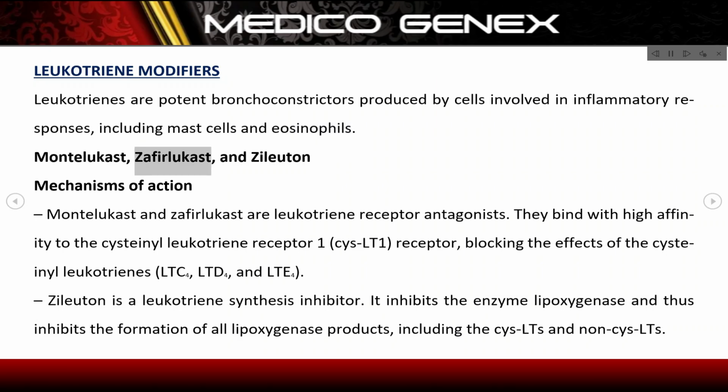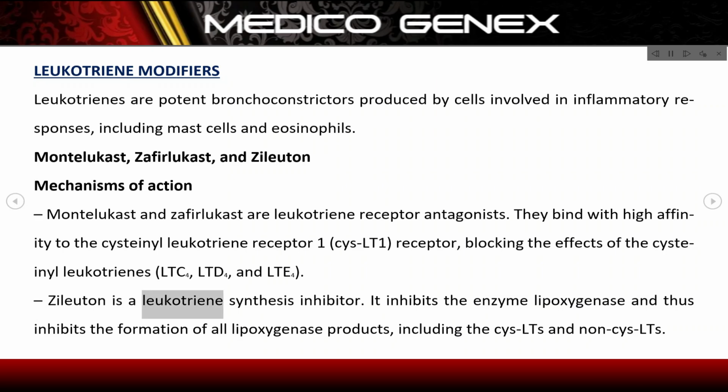Montelukast, zafirlukast, and zileuton. Mechanisms of action: Montelukast and zafirlukast are leukotriene receptor antagonists. They bind with high affinity to the cysteinyl leukotriene receptor 1, CysLT1 receptor, blocking the effects of the cysteinyl leukotrienes, LTC4, LTD4, and LTE4.